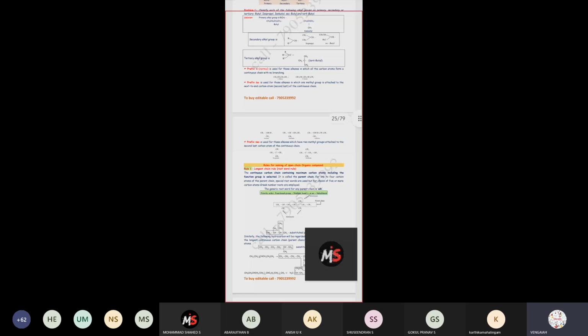Second rule you can check: the lowest sum rule, otherwise the lowest locant. The parent carbon chain is numbered using Arabic numerals, like 1, 2, 3. So only numbers are used, in such a way that the carbon bearing the functional group or substituents receives the least number.